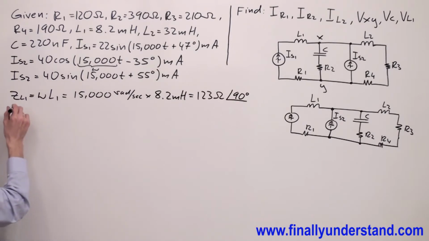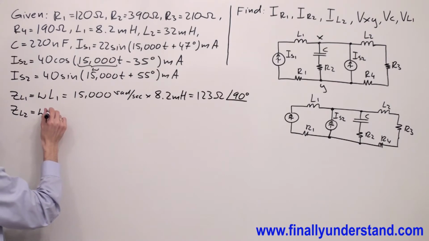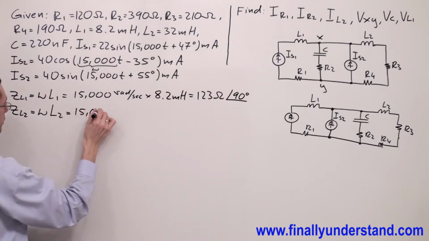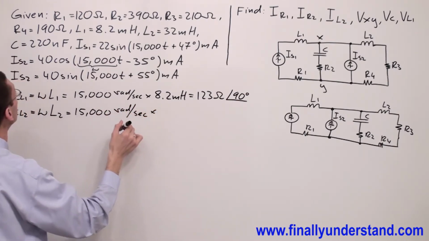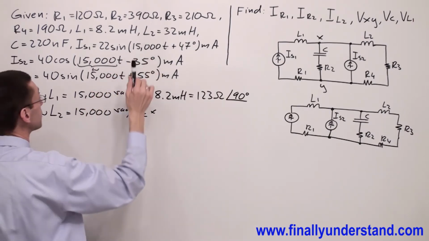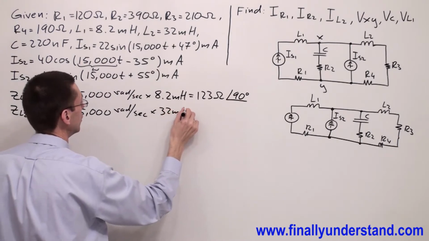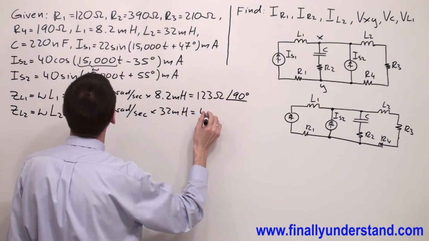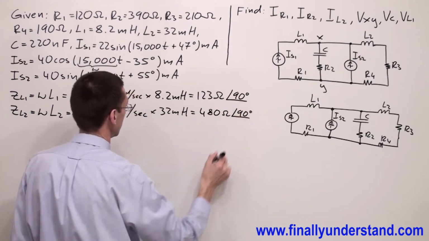Next, we're supposed to find ZL2. ZL2 is omega times L2, which is equal to 15,000 radians per second times the inductance L2, which is equal to 32 millihenries. So I have ZL2 equals 480 ohms, an angle of 90 degrees.